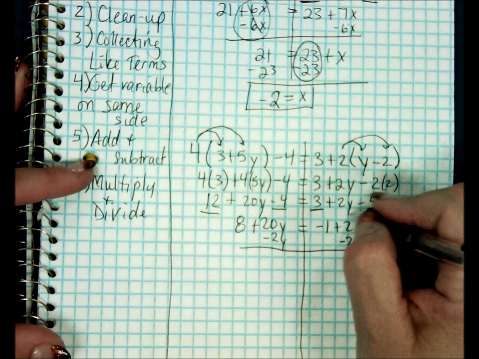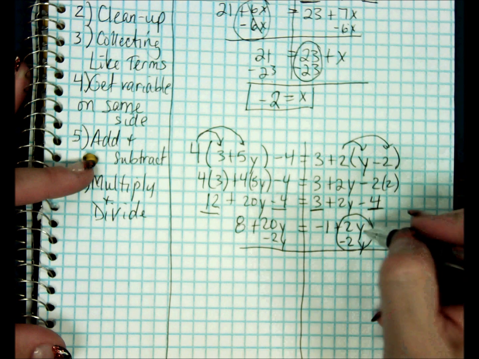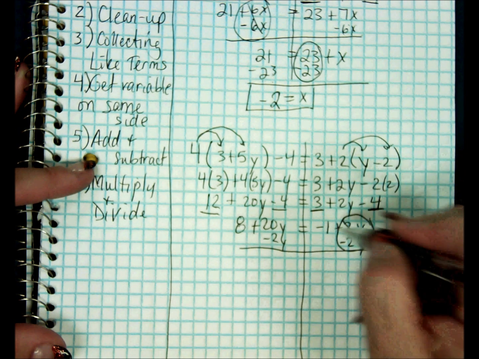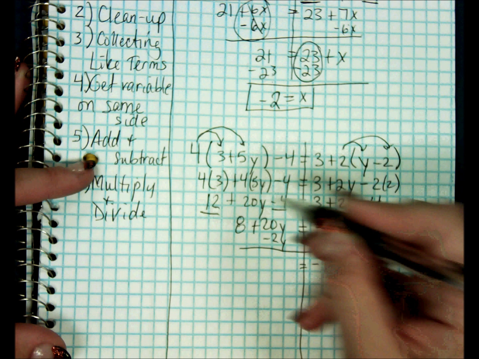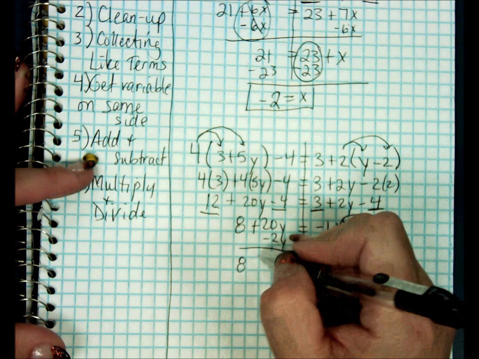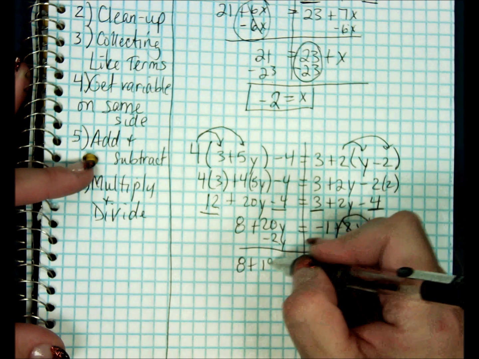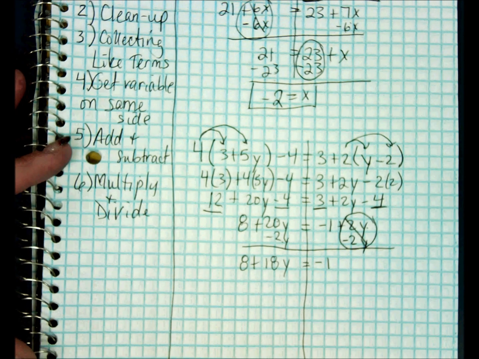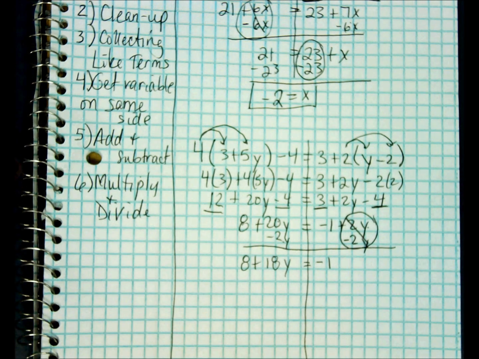My brain doesn't have to do a lot of extra work. 2y minus 2y is 0, left with negative 1 on the right side. 8, nothing happens to. 20 minus 2 is 18. I don't have to worry about what's negative and positive. It's a subtraction problem that's pretty easy.